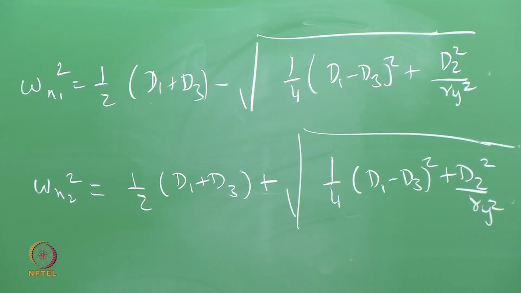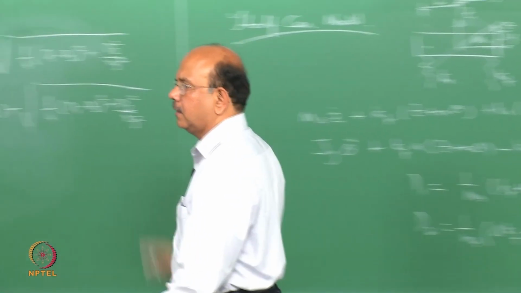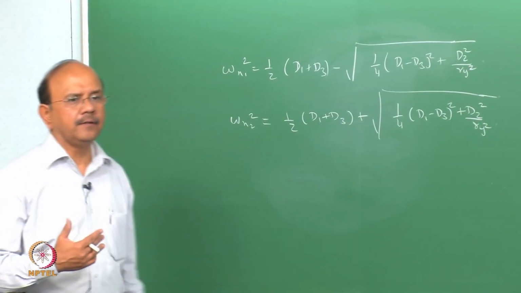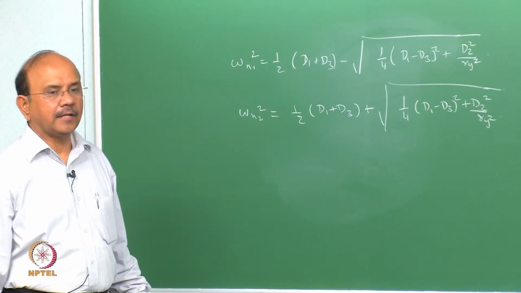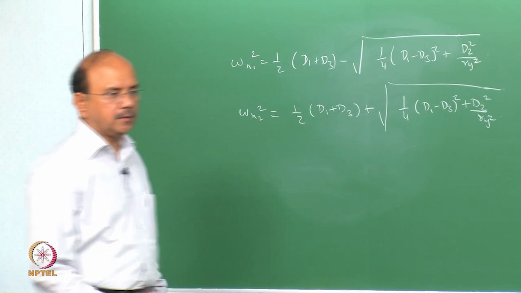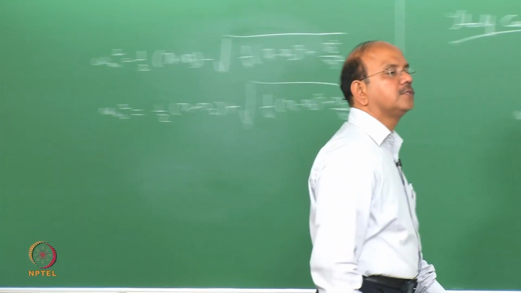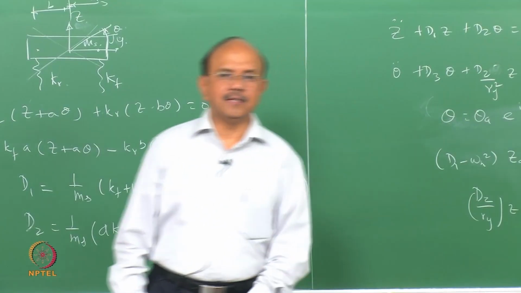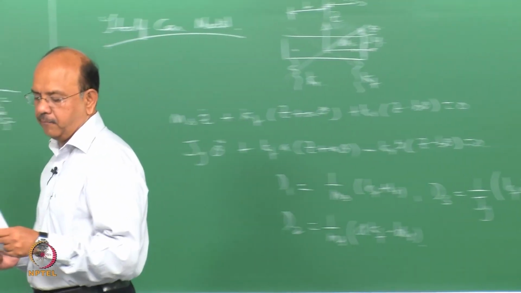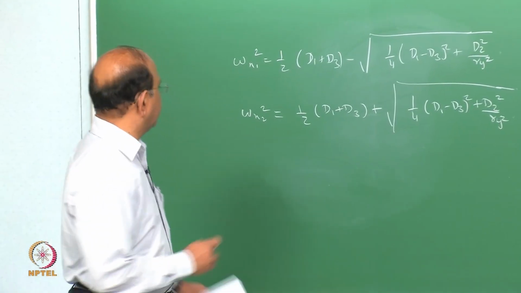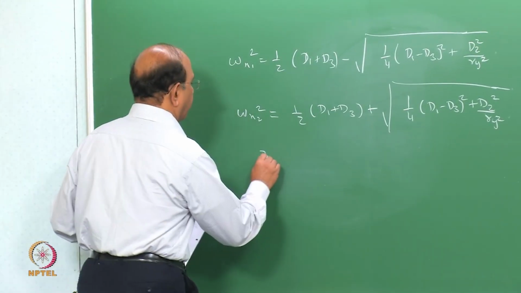Right? Any questions? So these are the two eigenvalues. The corresponding eigenvectors, or the mode shapes for these two natural frequencies, can be calculated by substituting and determining z and theta at the two natural frequencies. Interestingly, this is the result you get.